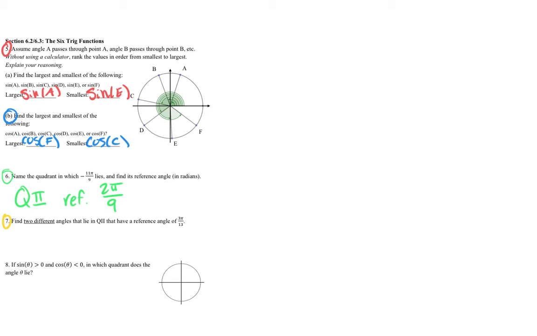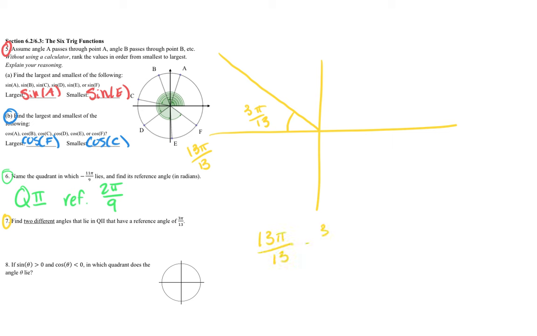Okay, to find two different angles that lie in quadrant 2 that have a reference angle of 3 pi over 13, step 1 is to understand what it's asking us. We want an angle that lies somewhere in the second quadrant. When this is 13 pi over 13, this distance here, this angle right there, is going to be 3 pi over 13. How we can do that is we're just going to subtract 3 pi over 13 from 13 pi over 13, which is going to leave us with 10 pi over 13. So that's one of our angles.